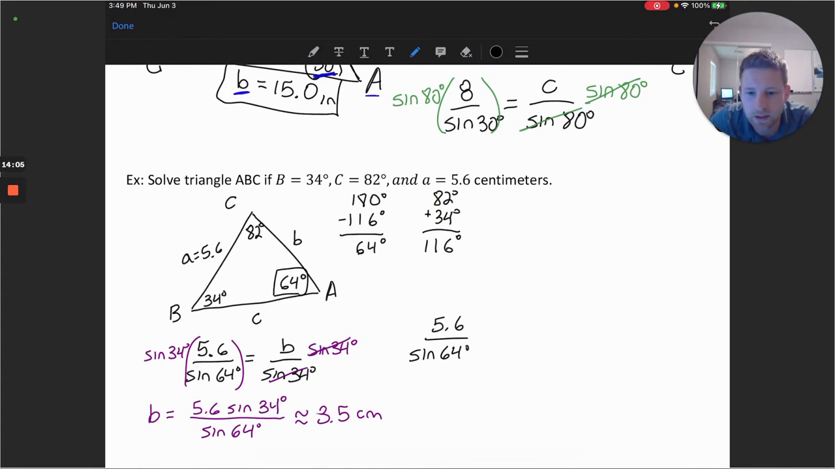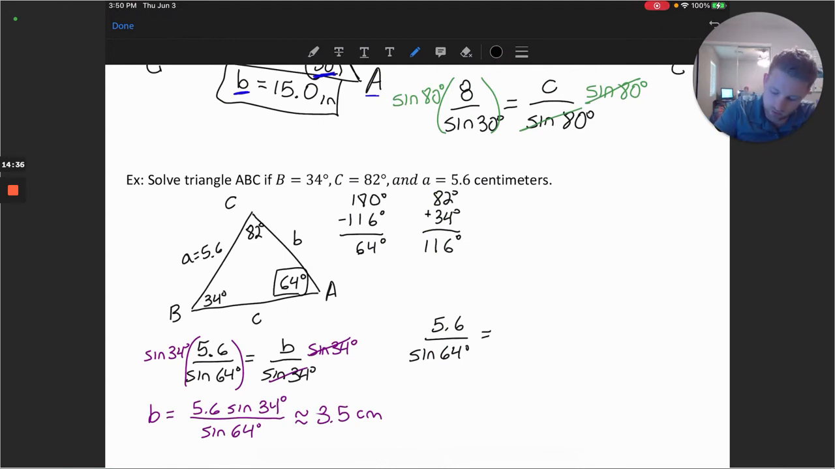So the reasoning behind starting with the angle A ratio is because it's known to us, and so we're not using a rounded value. If we were to use the 3.5, we know that's a rounded value, so our final result for our next side length would also be a rounded value. So we want to stay away from that as much as possible by just going with the givens when we can. So we have 5.6 and sine of 64.